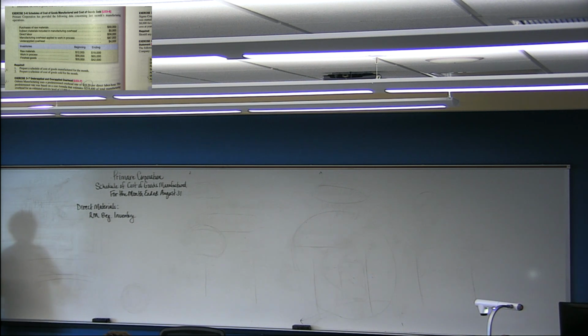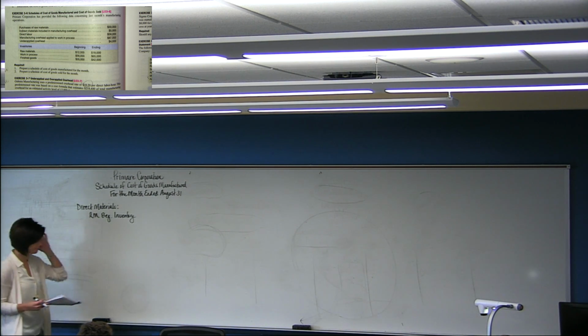And when we do homework, I like to have you guys check off things in your book, though some of you don't have a book. But as we're going through these, you can check them off because you're not going to use them again. It kind of helps you stay organized. So my raw materials beginning inventory is what number?